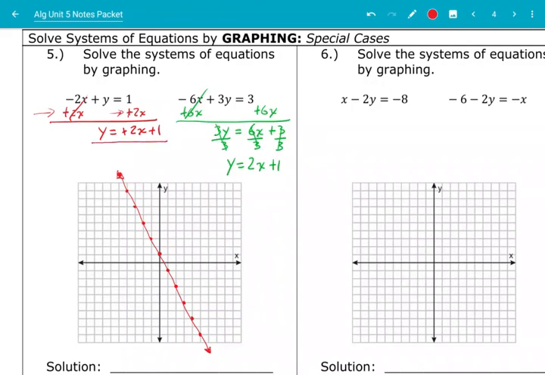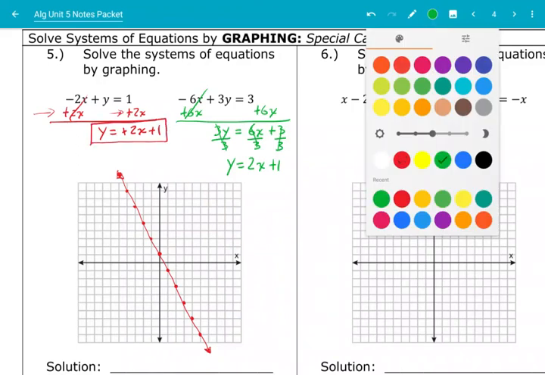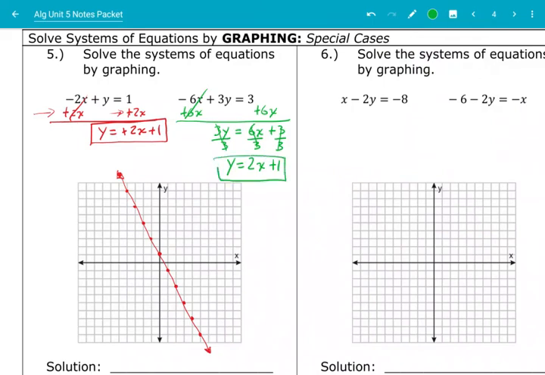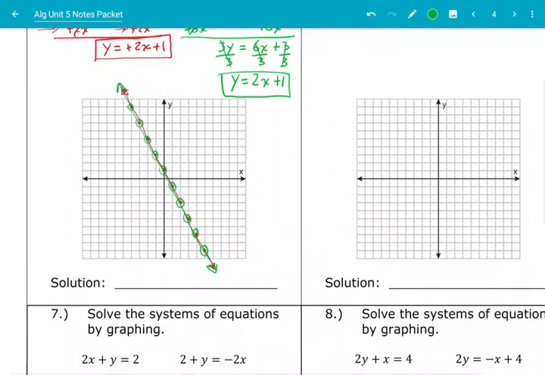So looky what we have. Y equals 2x plus 1. And also, y equals 2x plus 1. These are the same line. So all of these are going to be right on top of all of those. So we have the same line. This is the same line.